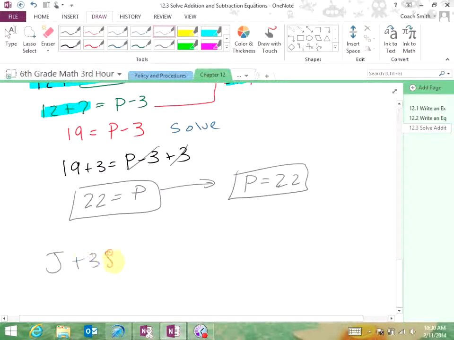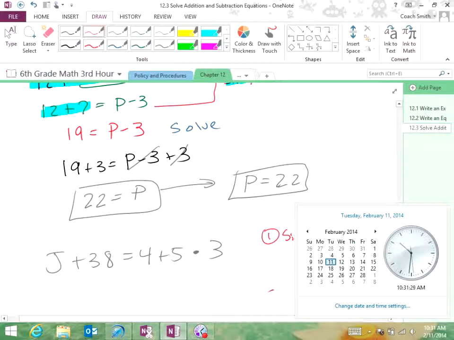J plus 38 equals 4 plus 5 times 3. And I'm going to change that times sign there to a times dot. I don't like using variables or things that look like variables. Okay? So step 1 here is to simplify the right side, just like we did in that one up above it.